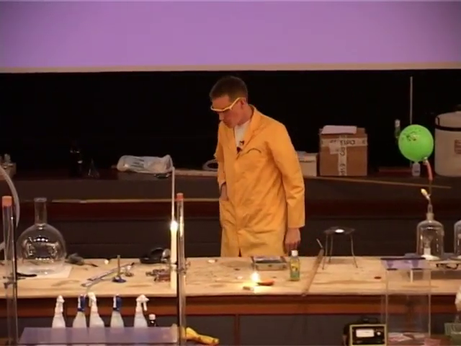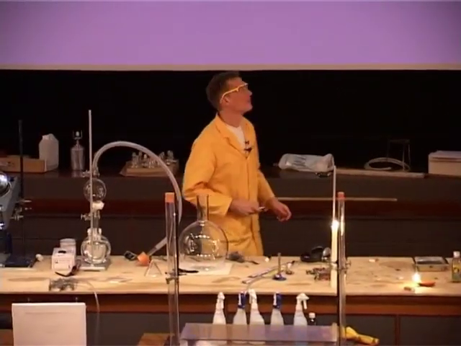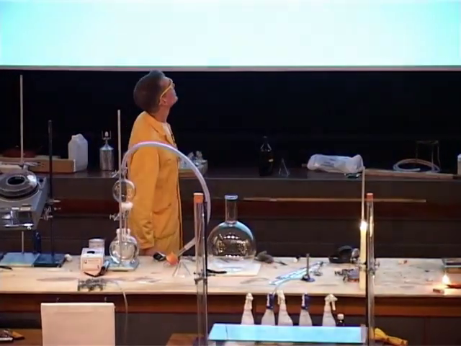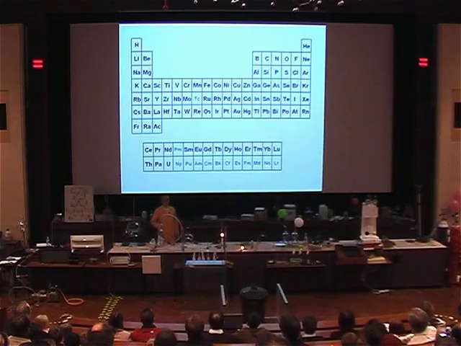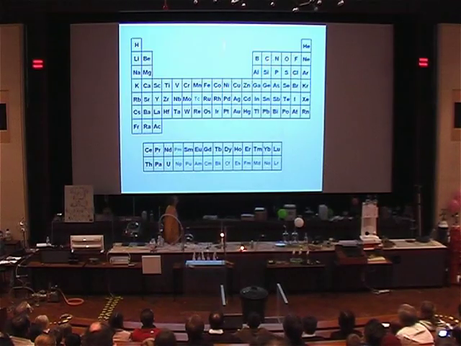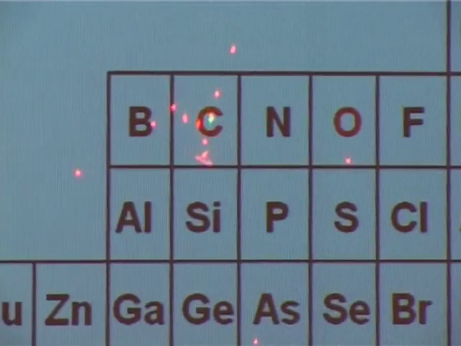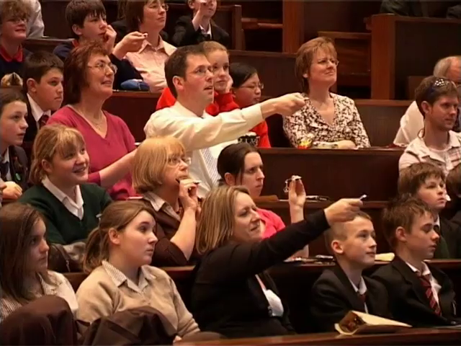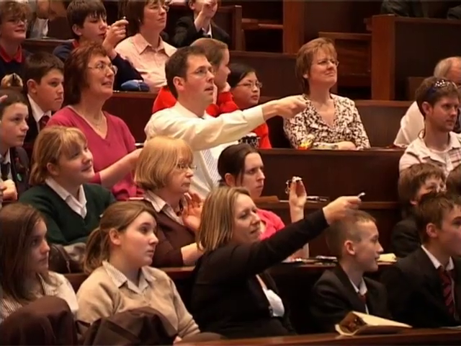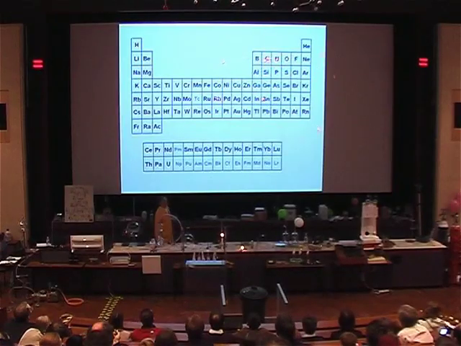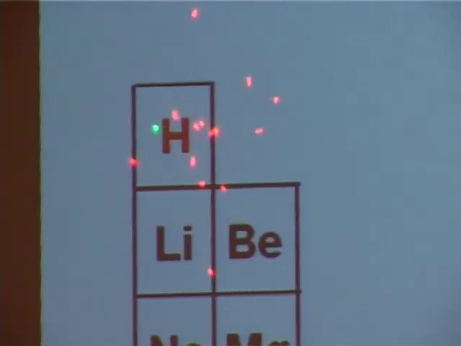Okay, so perhaps we can have a look on our periodic table to see where these elements are. And perhaps those with laser pointers can help me out here, please. Can you point to carbon, please? So where's the carbon? Oh, not bad. Yes, some of you have found carbon, I think. And what about hydrogen? Can you find hydrogen, please?